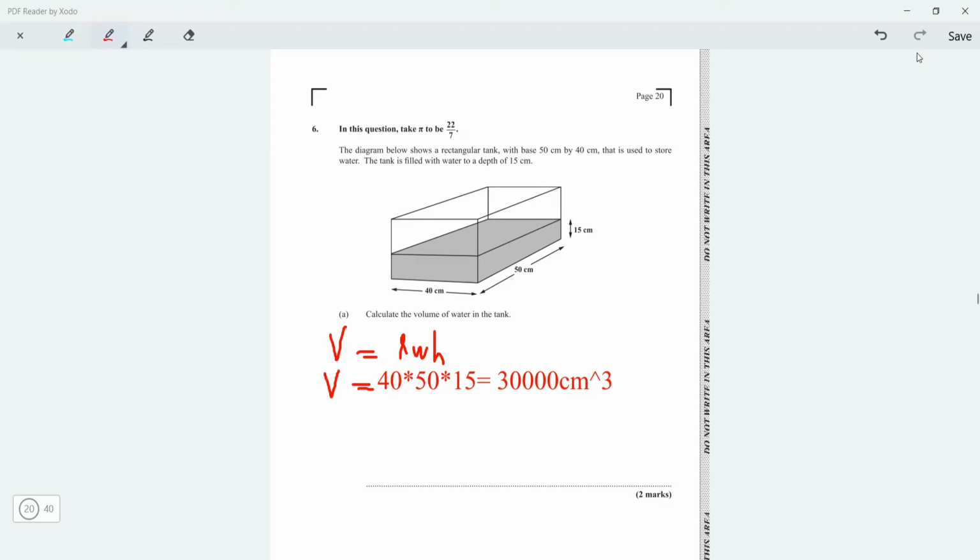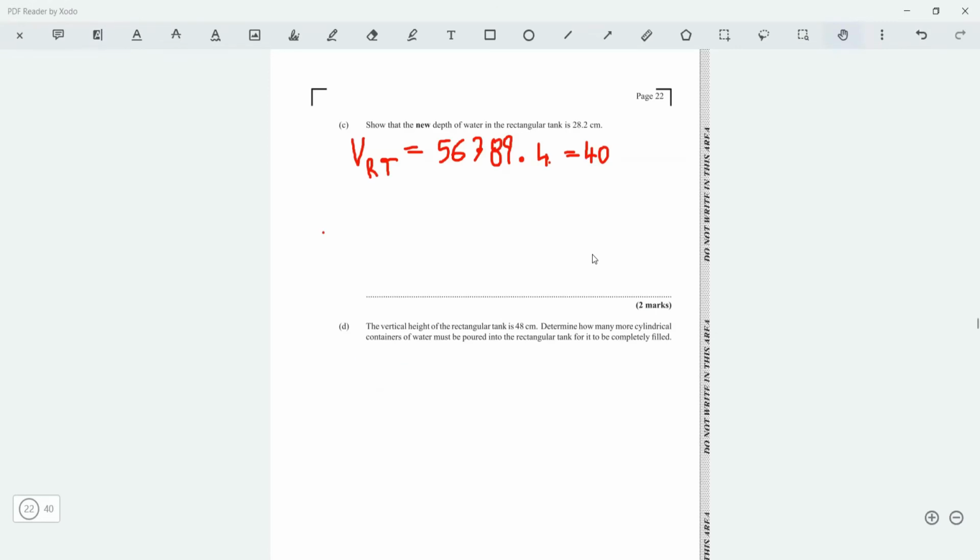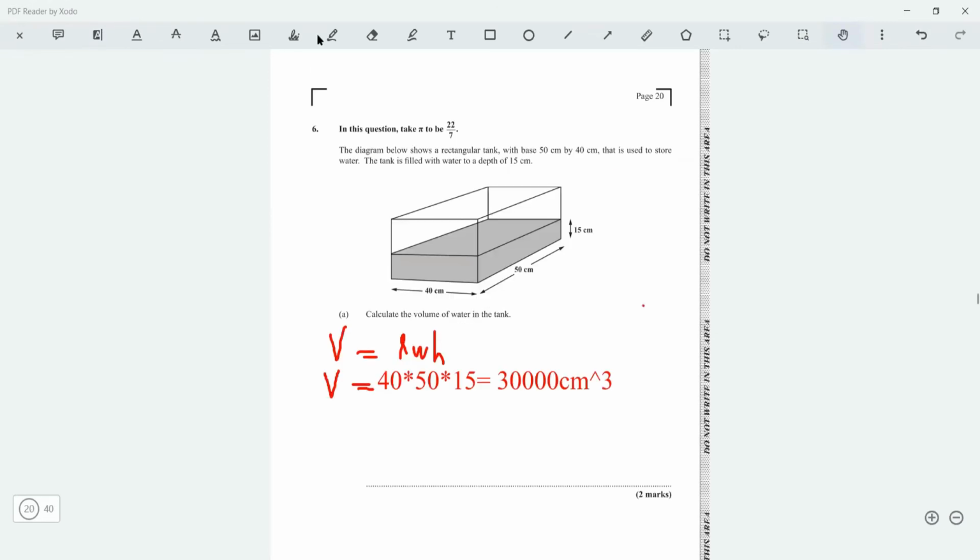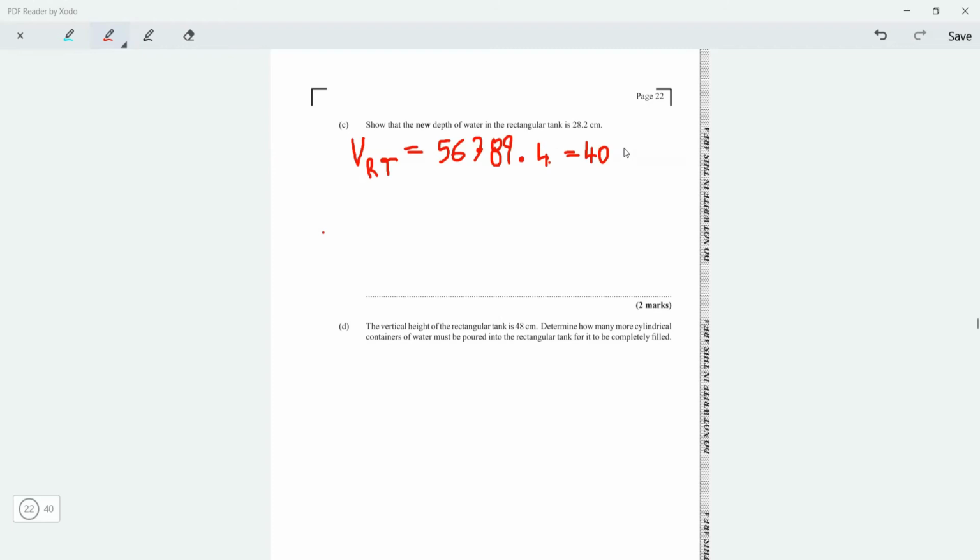There's somewhere else we just don't know the new height. So it's a new height we need to find. This new height right here, we can call it h. Just call it h for now. So it's 40 times 50 times h.